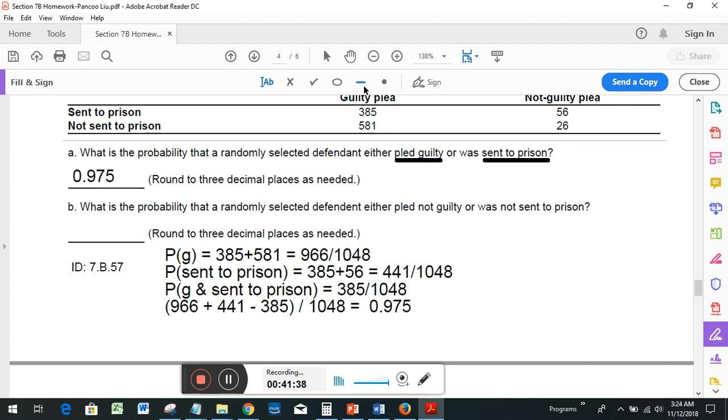Now part B is basically exactly the same as part A. The only difference now is not guilty and not sent to prison. So I'm not going to go over it.